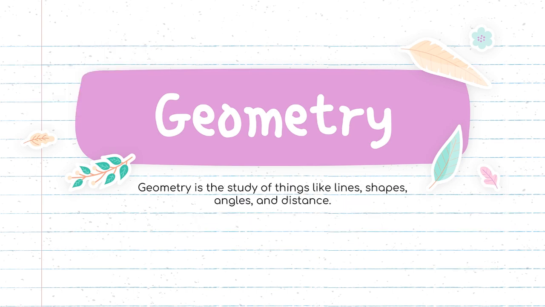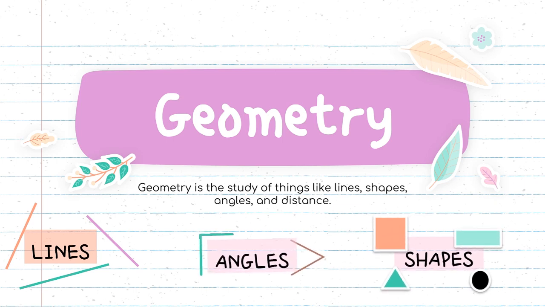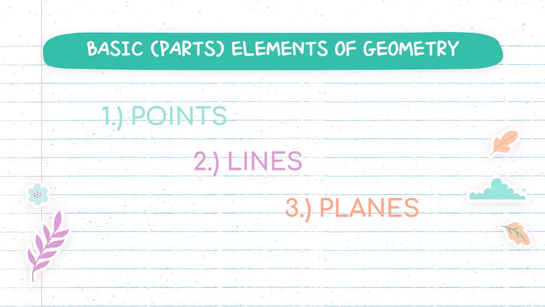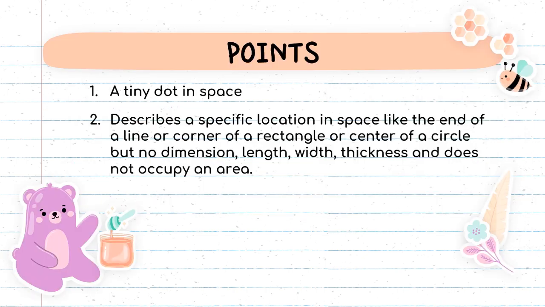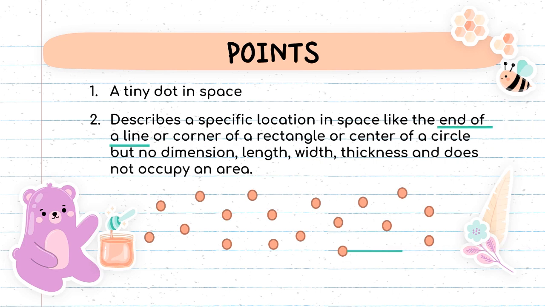Geometry is the study of things like lines, shapes, angles, and distance. Geometry has three basic elements. One is point, second is lines, third is planes. Points. A point is a tiny dot in space, just like this point. And it can describe a specific location, like the end of a line.